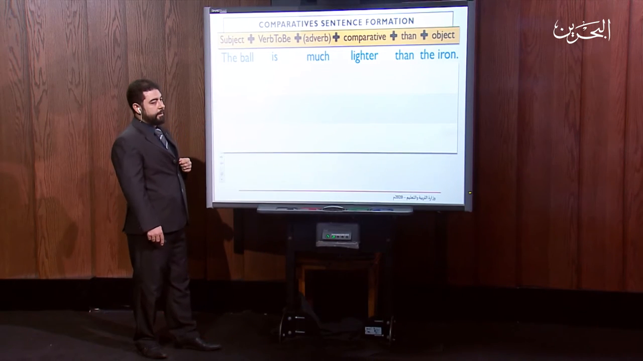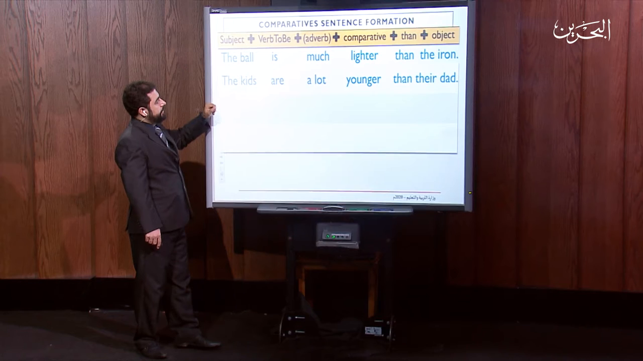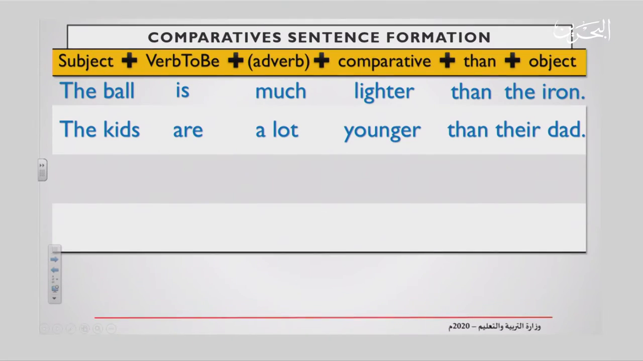Okay, let's take a look at another example. The kids, subject. Verb to be for kids, are. Adverb, a lot. Younger is the comparative from young, than their dad. The kids are a lot younger than their dad.